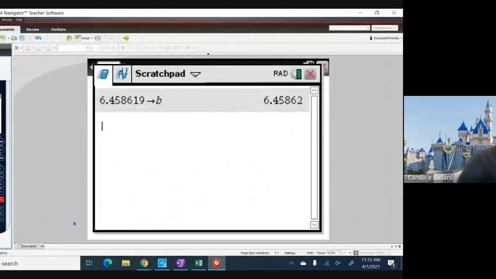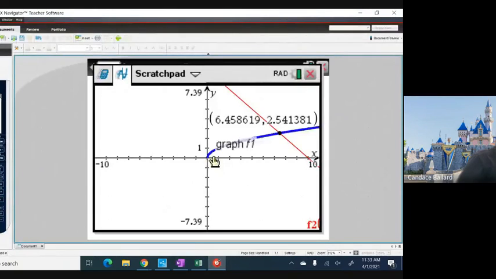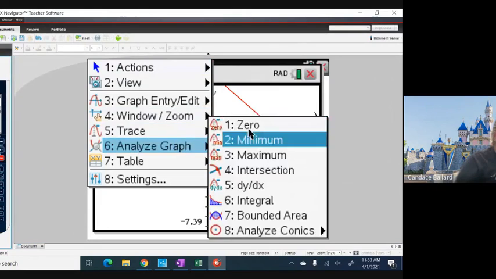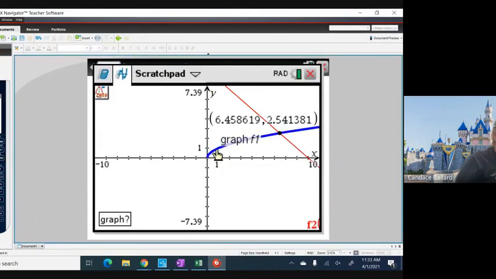I do need to double check. It looks like 0 and 10. I don't always trust that, because sometimes it can be 0.0 something, something, right? So I'm going to double check that by calculating zeros. So menu, analyze graph, zeros. It's going to ask me which graph. I'm going to say this one. And it's very similar. Look, there it is. It's very similar to the intersection, how we do it.